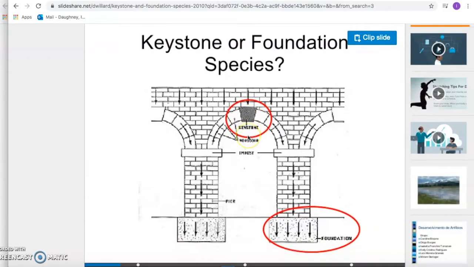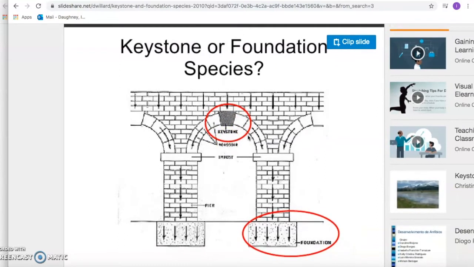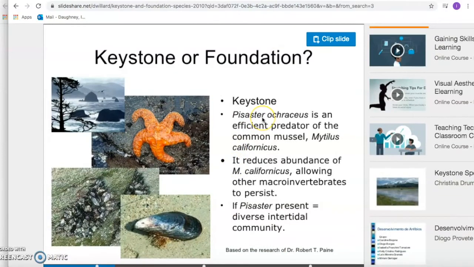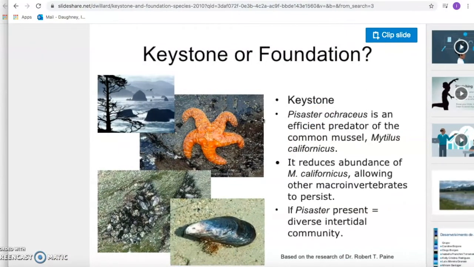So let's walk through this very quick little slideshow, okay? And we're gonna look at some species here. Well, there's the sea star. So we've been talking about sea stars and the sea star wasting disease, and now we're going to talk about how that wasting disease might be affecting the whole rest of the intertidal zone, okay? So is it a keystone or is it a foundation?